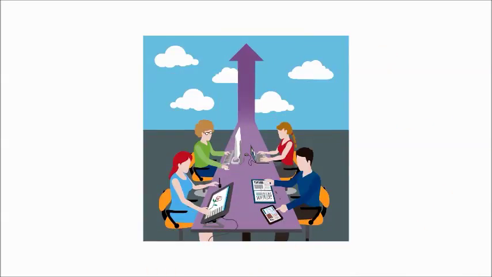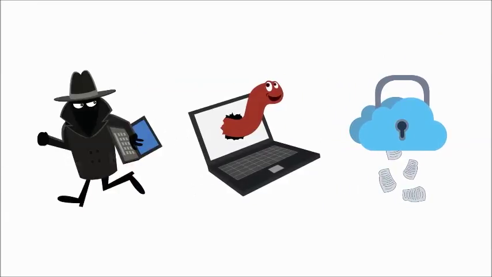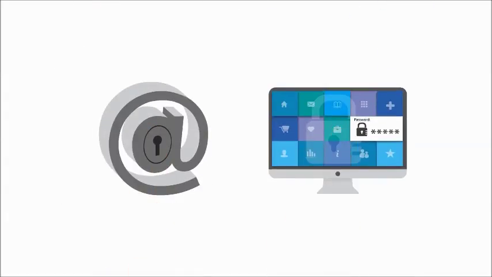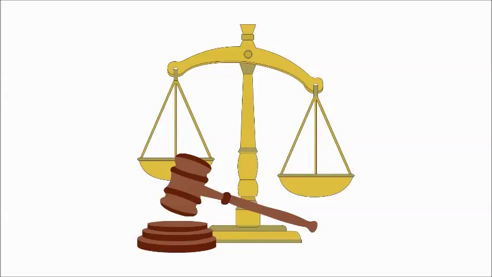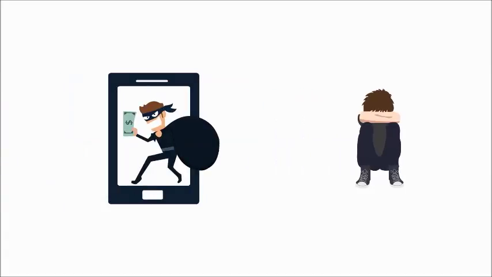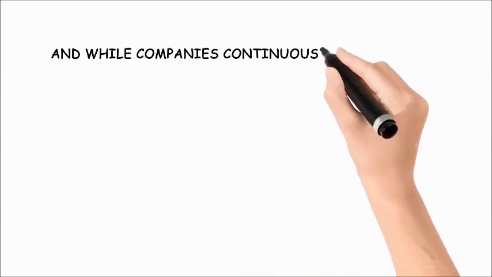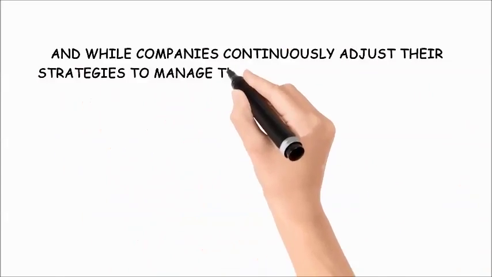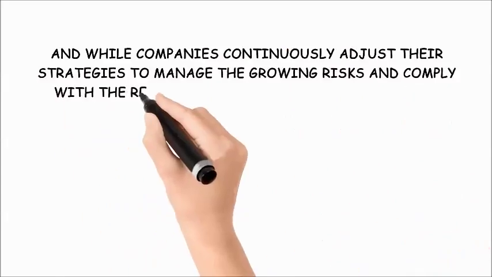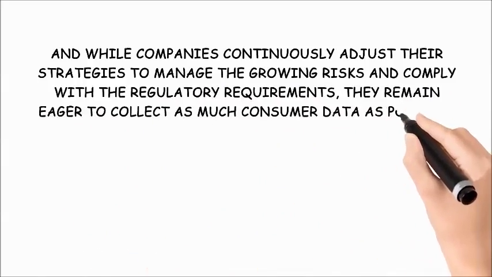Despite increased deployment of technology to prevent data loss and malware infections, cybercrime continues to rise. To ensure the privacy and safety of consumers, governments intervene with regulations to set some expectations with businesses and fight identity theft, child exploitation, fraud, money laundering, and terrorism. And while companies continuously adjust their strategies to manage the growing risks and comply with the regulatory requirements, they remain eager to collect as much consumer data as possible.